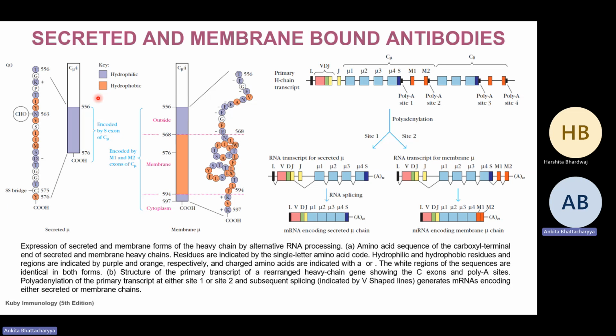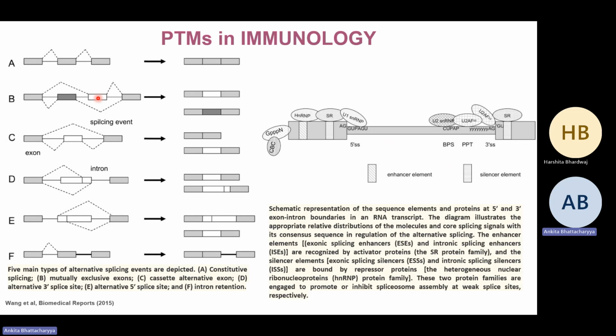So we understood some key differences between secreted and membrane-bound subtypes of antibodies. We understood different types of post-translational modifications which occur in that case, and different types of alternative splicing events that contribute to the same. It's not always just the mutual excision of exons that is necessary, but there can be other conditions as well. For example, there can be constitutive splicing. There can be mutually exclusive exons, cassette alternative exons, alternative 3' splice sites, 5' splice sites, and intron retention.